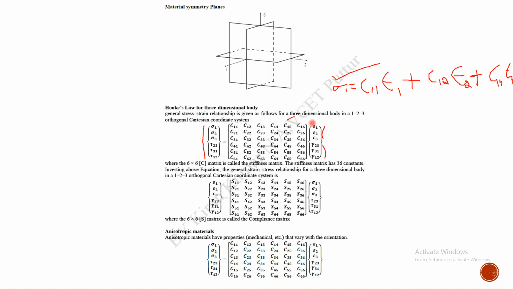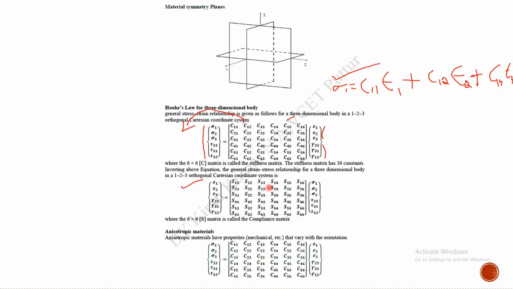And later on, let us look into the elastic constants. The matrix available is 6 cross 6, that is 6 into 6, which gives 36 constants. And this is the stress strain relationship. In the same way, I can develop the strain stress relationship for a three-dimensional body. I will take the whole matrix and put it here. If I put that stiffness matrix on the right hand side, then it becomes the strain stress relationship. So that is what is denoted here.